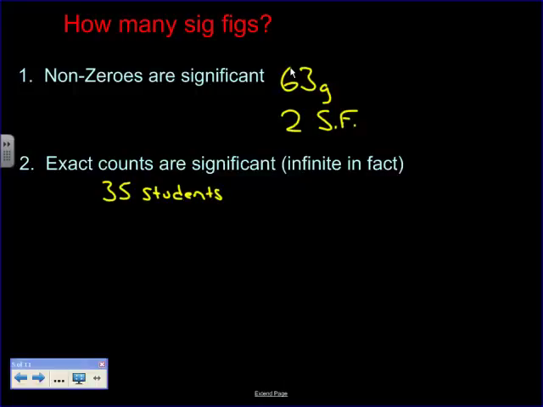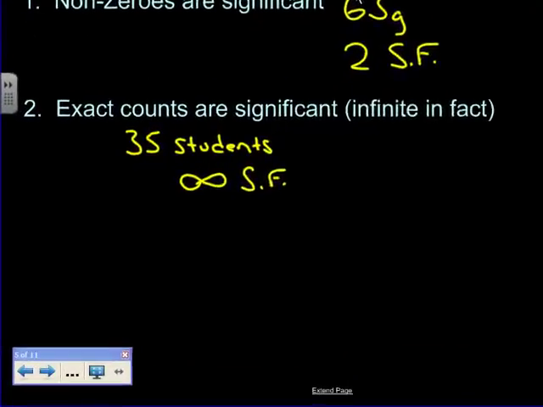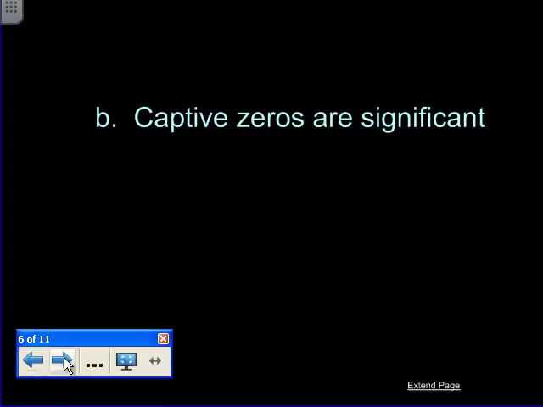The second rule is exact counts are always significant. In fact, they're infinite. Okay, and what's important about that is that that's not actually a measurement. That is a count. Counts are different than measurements. So anytime you have an exact count where you've counted something specifically, that has an infinite number of significant figures. In other words, an infinite precision.